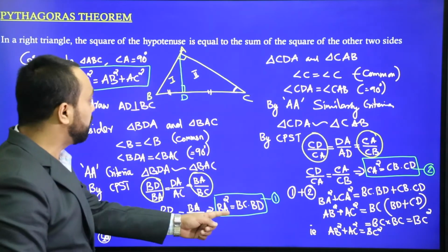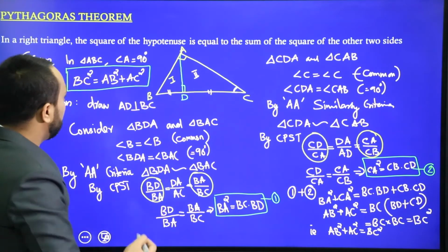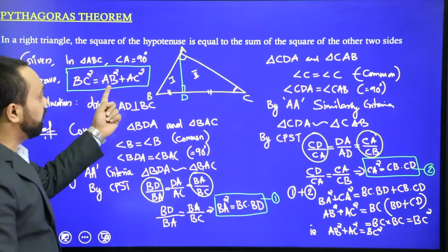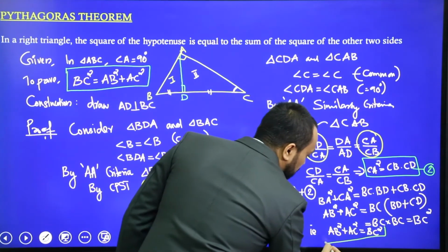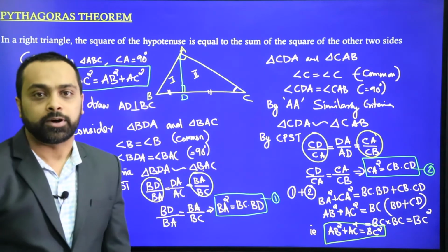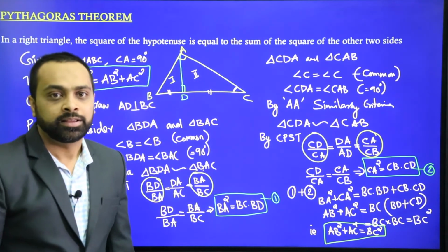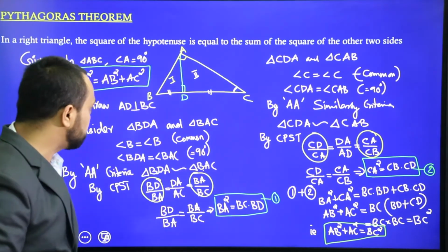That is what we have to get. Pythagoras theorem says that BC square is equal to AB square plus AC square. We reached AB square plus AC square is equal to BC square. This is the proof of the Pythagoras theorem. Once again, in short, I can just explain it to you.